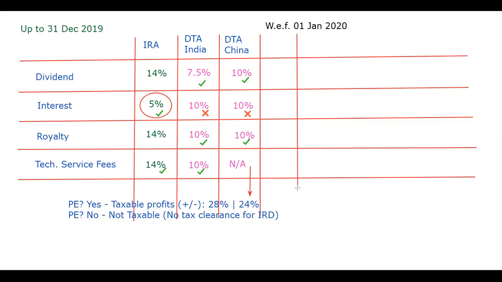This is applicable in the revenue. DTAs remain as they are. I am not going to draw the DTAs because they remain as they are. This is basically for the new changes. With the new changes, let's keep it here in the IRA. With the new changes, how does it come?